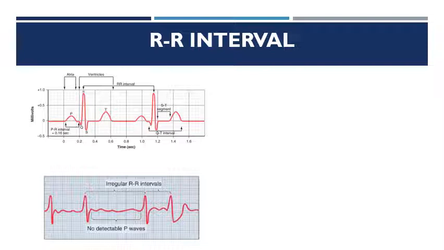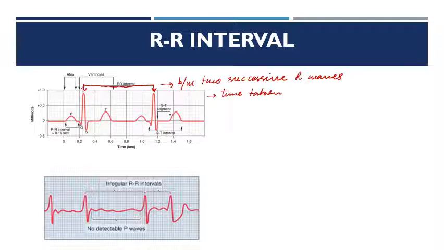The next is RR interval, and the RR interval, as we can see from this diagram, is the interval between two successive R waves, and the RR interval represents the time taken by one cardiac cycle to become completed.